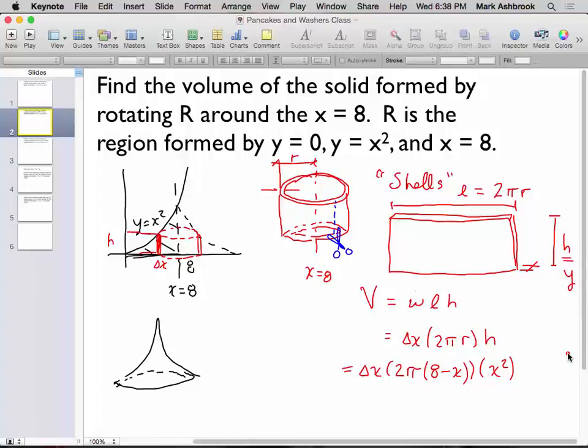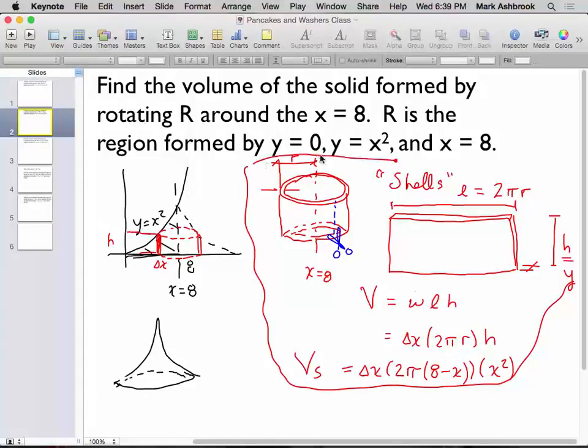H equals y. Okay, and so then we need to just figure out, so that's our typical volume of the shell. That's our setup there. Now when you figure out the limits of integration for these shells, you're looking at the original strip that you rotated. So you just focus on the original strip that you rotated, and for delta x, it's going to be the leftmost strip to the rightmost strip.